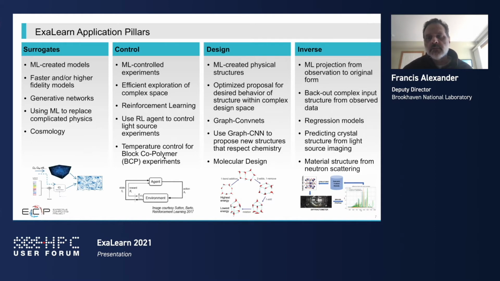And then finally, we are using machine learning and AI methods to solve inverse problems. Here, the goal is to back out the complex input structure from observed data. DOE has a number of facilities where this is the main workhorse problem that they're solving. Light sources where you're getting scattering data, X-ray scattering data, a variety of different scattering data. The Spallation Neutron Source at Oak Ridge where you're getting a variety of neutron scattering data, and trying to infer the structure that generated that data. That traditionally has been solved by a variety of inverse methods, which are costly, and we're using AI and machine learning and deep learning to speed those methods up.